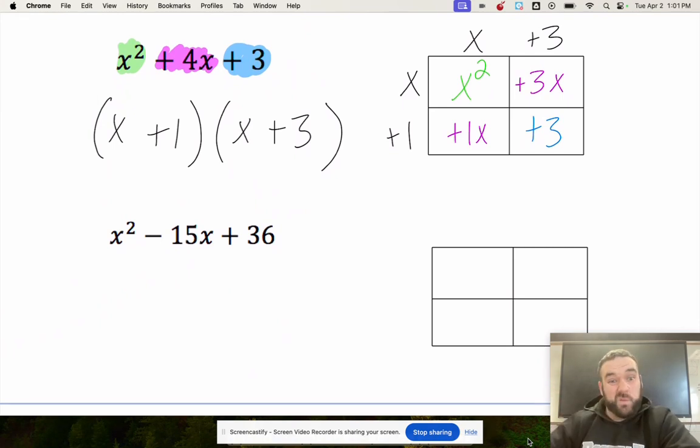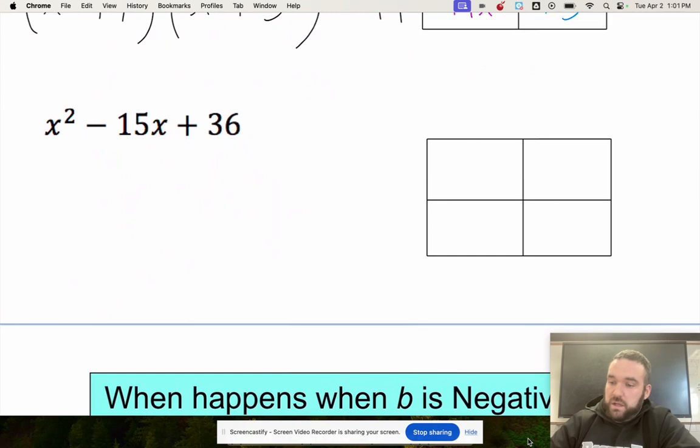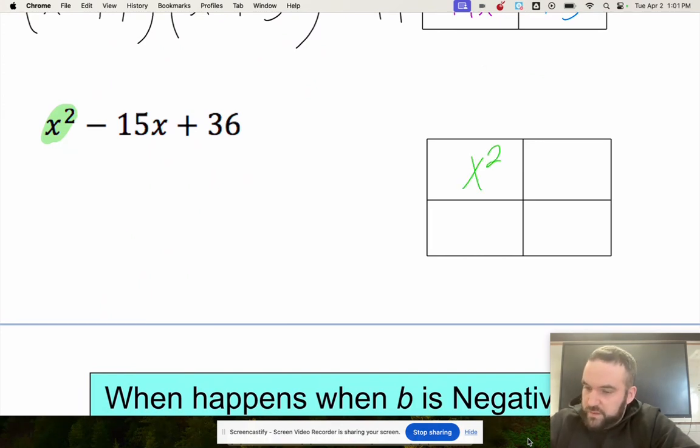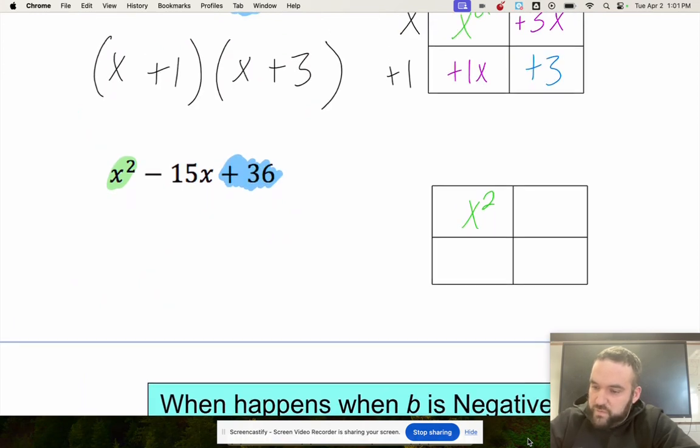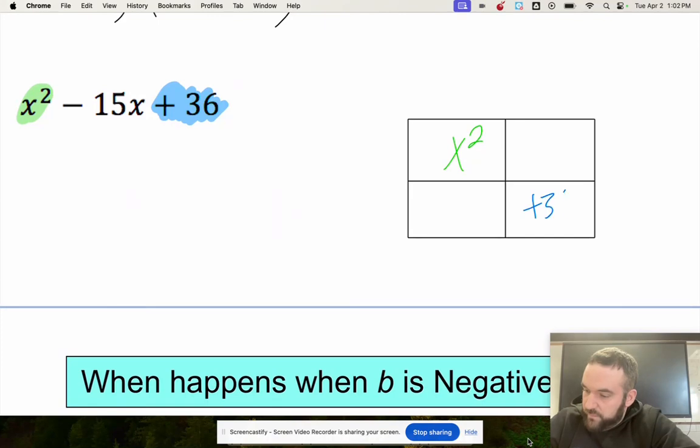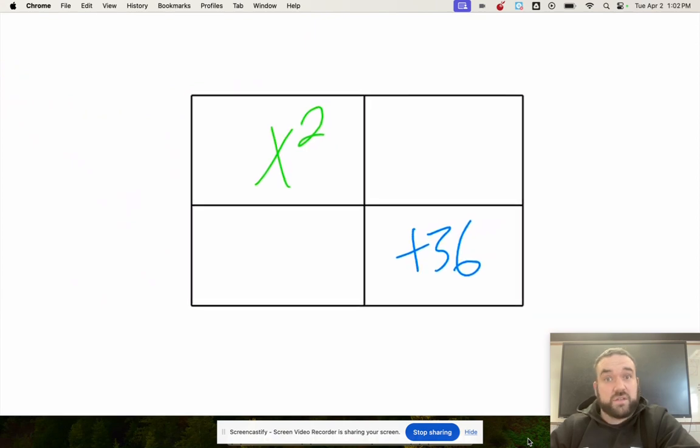So if we look at the next one, x squared minus 15x plus 36, this is where we're going to start to see some things that are kind of interesting. We still have x squared out front, so I'm going to put that in the upper left. And then I have positive 36 as my last term, so I'm going to put that down here. Okay, and then, well, what are factors of x squared? Again, no option there. It's kind of convenient because I know it's got to be x multiplied with x. And then how do I make 36? There's 9 and 4, there's 3 and 12, there's 6 and 6, there's 36 and 1. There's a lot of options.